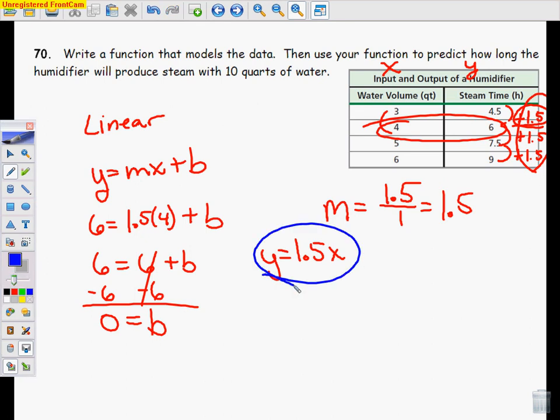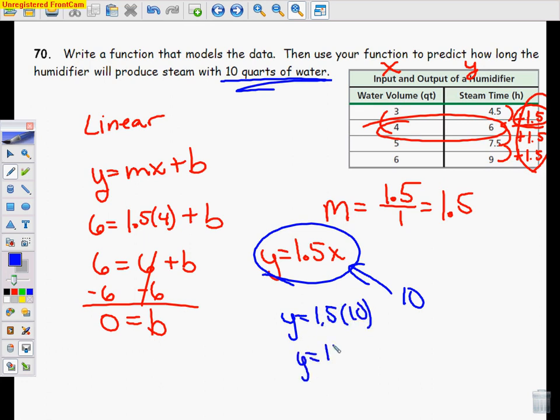Now, the last part of the problem says to use your function to predict how long the humidifier will produce steam for 10 quarts of water. So we're just going to plug in 10 for x. So y equals 1.5 times 10, and we would find out that 10 quarts of water would allow us to produce steam for 15 hours. Okay, and there you go.